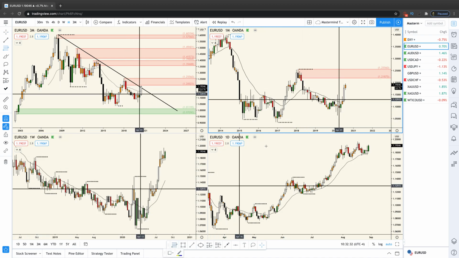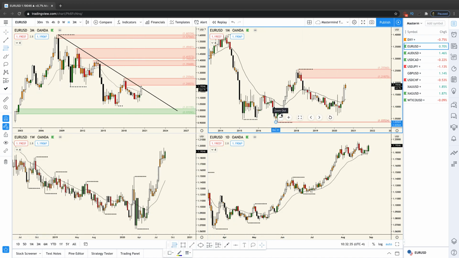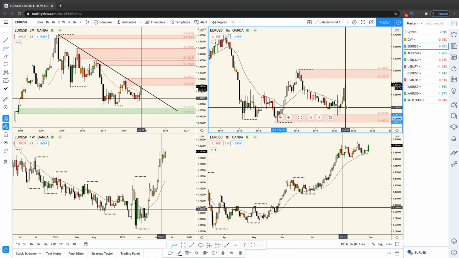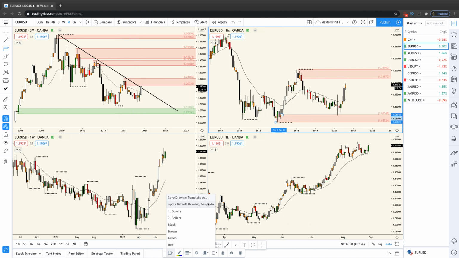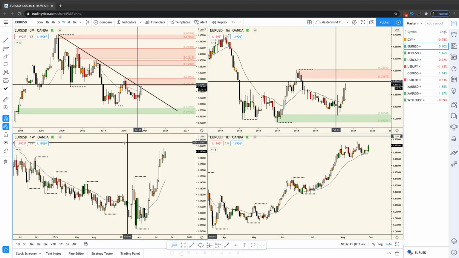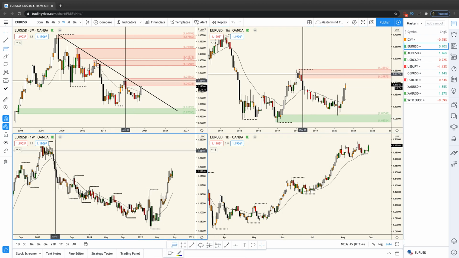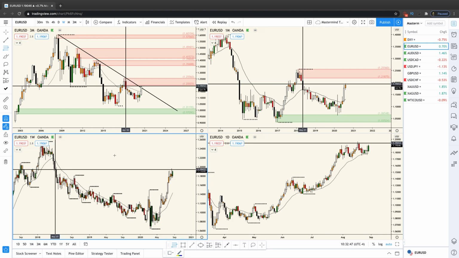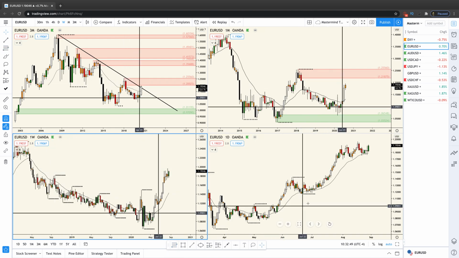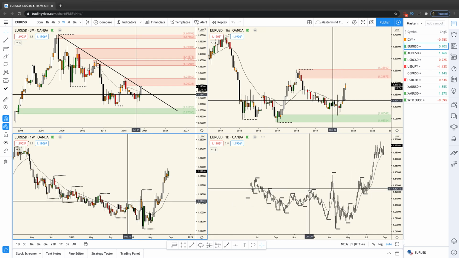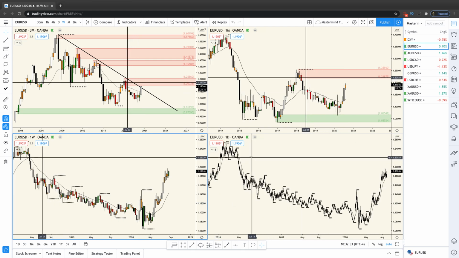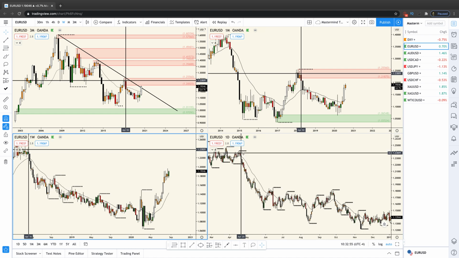As far as buyers go, I guess I would just draw that because it's reacted off of that. We're just showing where the buyers are stepping in. This is a mess. I don't like any of this. I'm not even gonna draw on this weekly because I don't think that's even necessary at that point. We'll go to the daily.